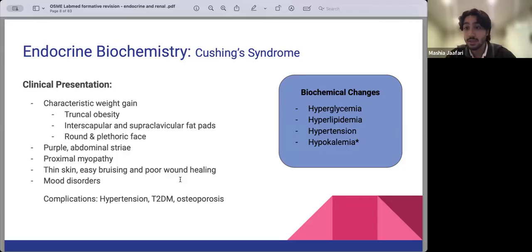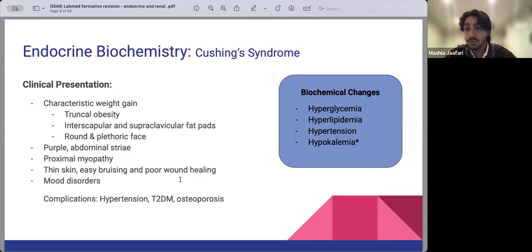Now, what cortisol also does is it tries to increase your blood sugar, and it does this by breaking down various things in the body. And one of the things it breaks down is muscle. So people typically get proximal myopathy, where they get muscle weakness in their proximal limbs, and that's because cortisol is causing muscle breakdown. And finally, cortisol, as we know, also inhibits the immune system. And so you get poor wound healing and easy bruising because your immune cells aren't working very well.